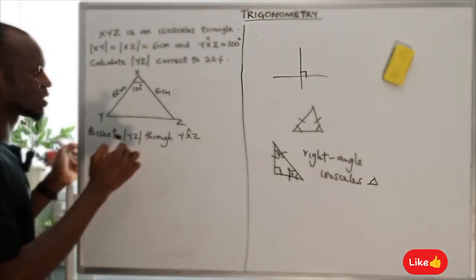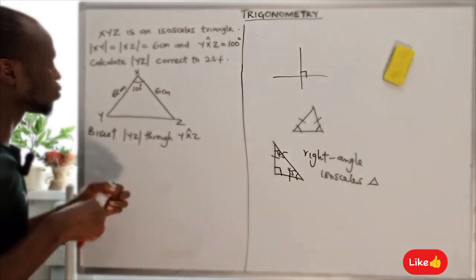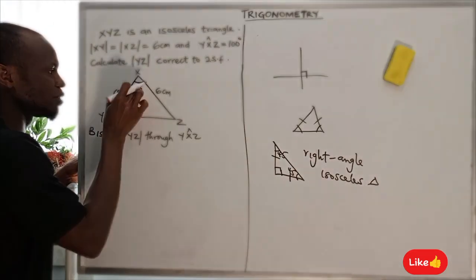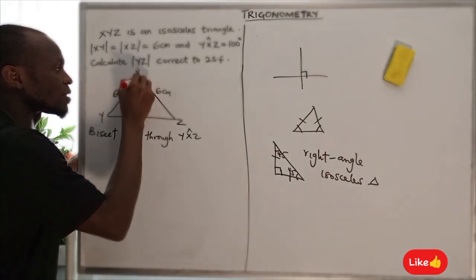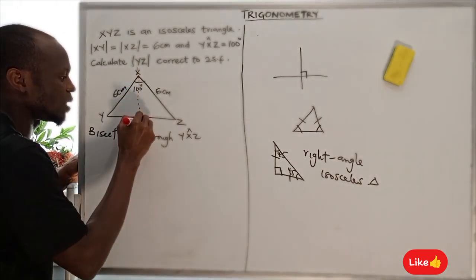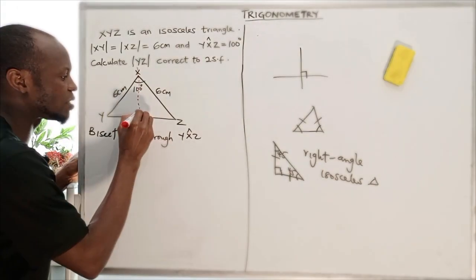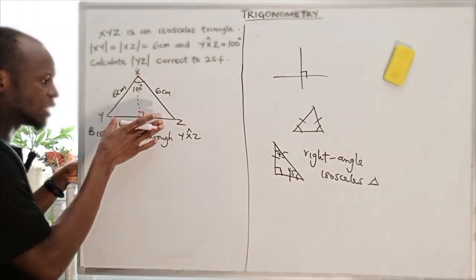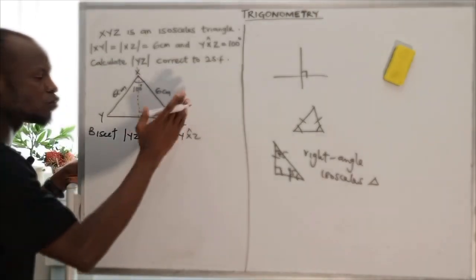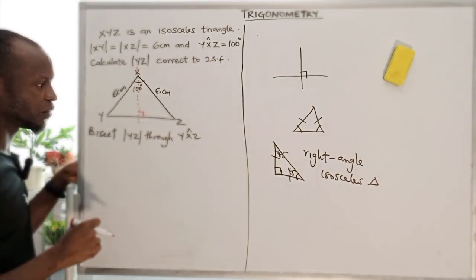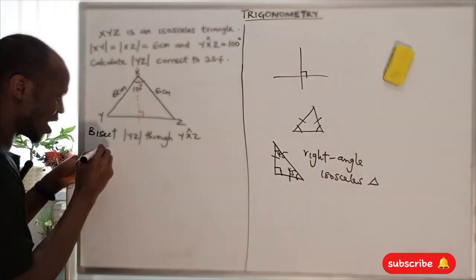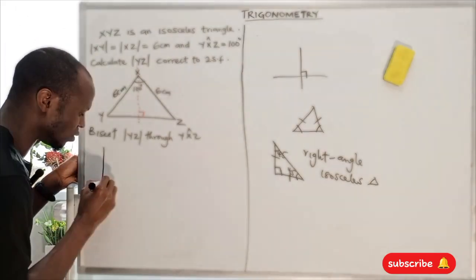If I bisect this line through that angle, automatically I'm bisecting the line and I'm dividing this angle. So if I bisect, I have something like this. And don't forget, anytime you bisect, you have a right angle. Okay? Now, in this case, we have two right angles in the isosceles triangle. All right? Now, let's go on. That shows that I have this right angle.